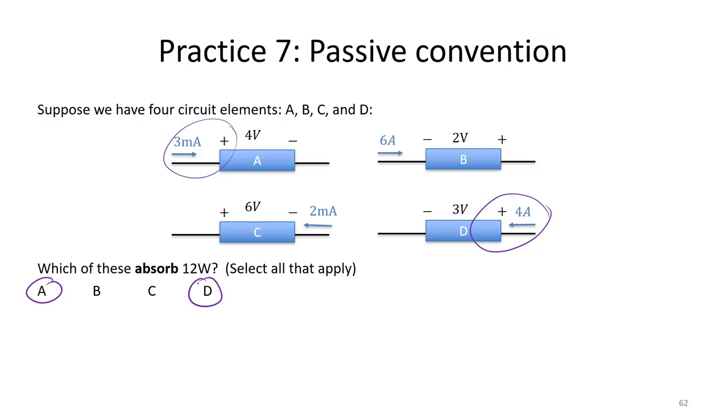One thing to be careful of here is you might have noticed there is a unit change. In this question, we're being asked which of these absorb 12 watts. So you see, in fact, that choice A is actually absorbing 12 milliwatts. So the correct answer here is actually not both A and D, but only choice D.